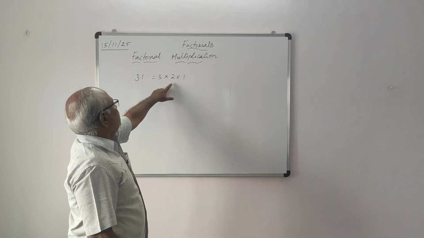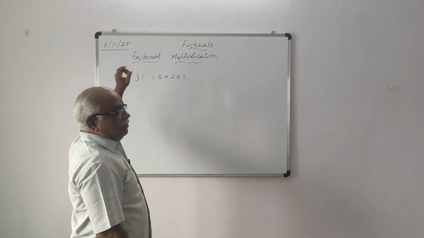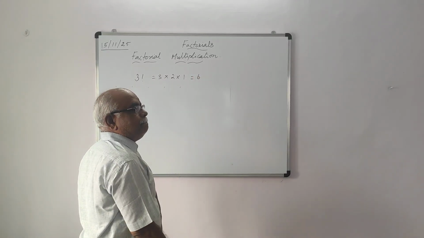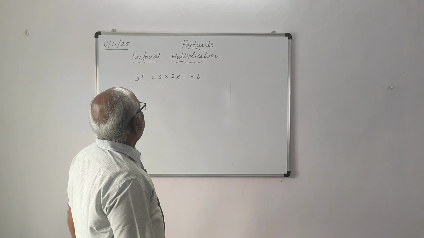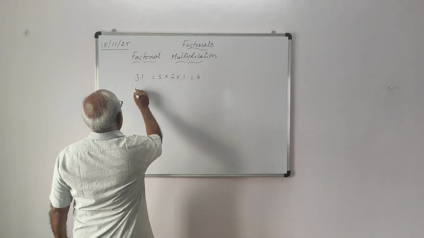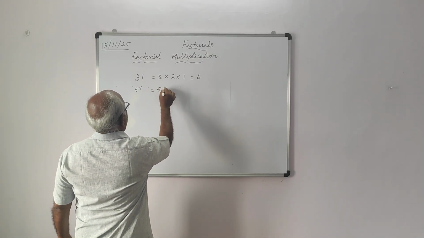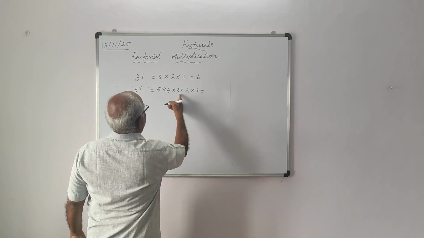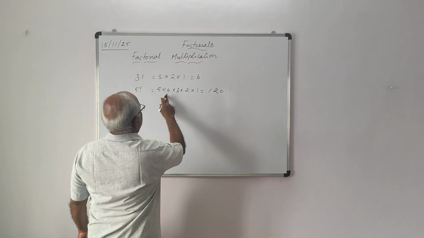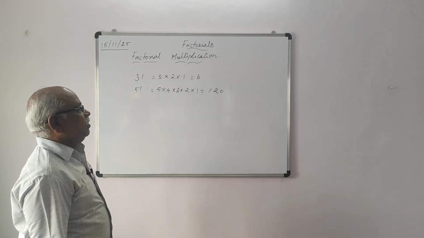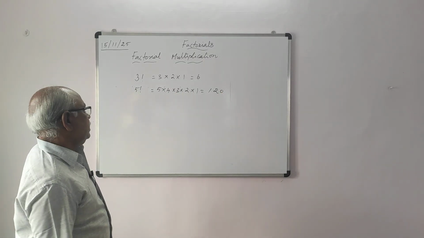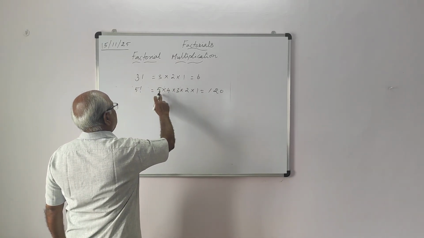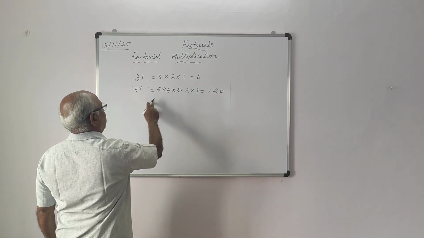The multiplication of the first 3 numbers is called 3 factorial. The answer is 6. This is the definition. Now 5 factorial: 5 into 4 into 3 into 2 into 1. That is 120. 5 fours are 20, into 3 is 60, into 2 is 120. So 5 factorial is 120. It is nothing but the multiplication of the first 5 numbers.